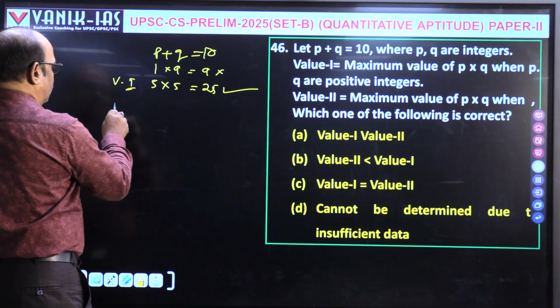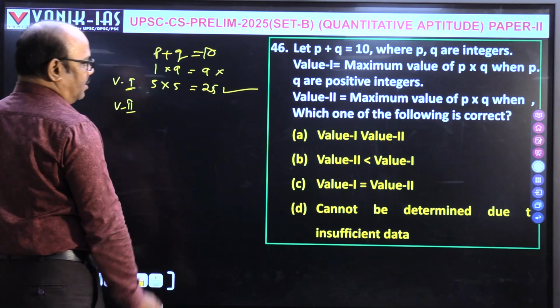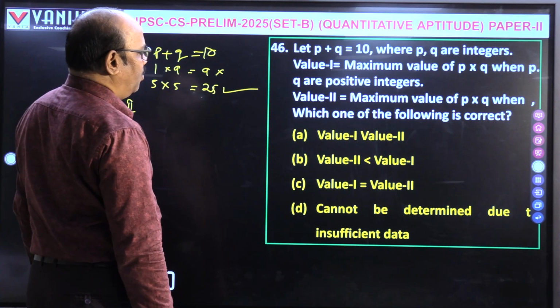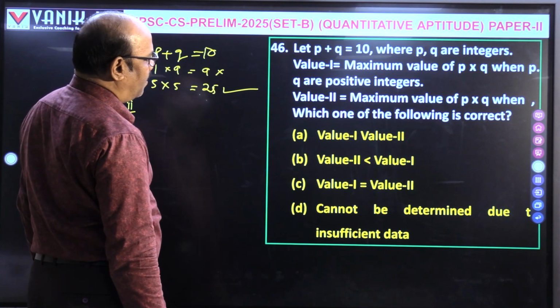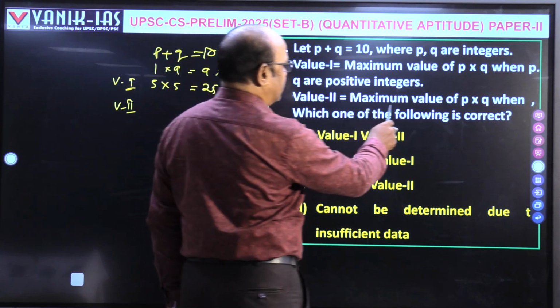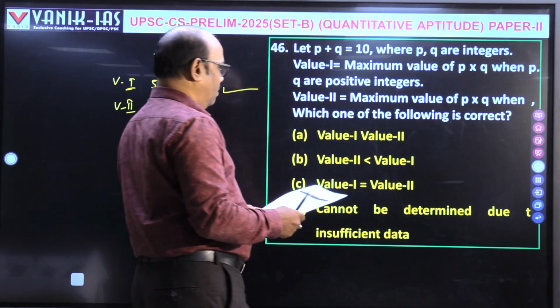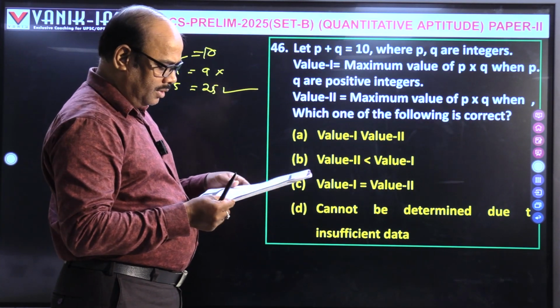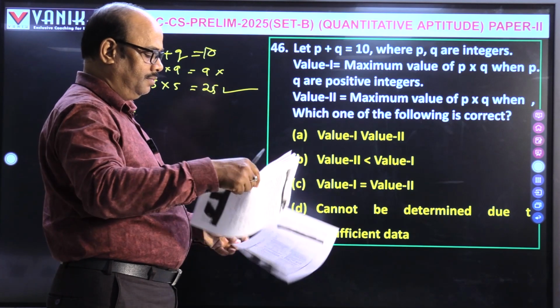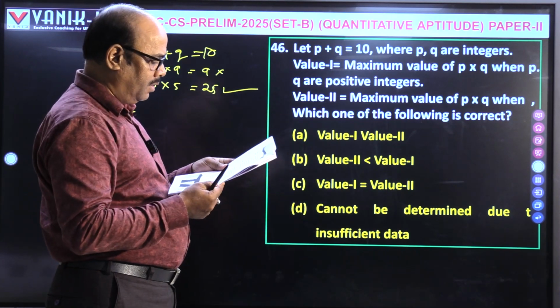Value 2 is telling that maximum value of P into Q when... again some line is missing here. Maximum value of P into Q when means what? Question 46. The printing is wrong here.